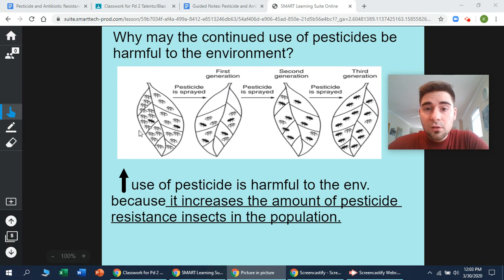Or it could kill other insects that you didn't intend to. It could get in the water supply. It could affect other insects in there. It could even affect fish. It could affect all sorts of things. So it's not always good to use pesticides.